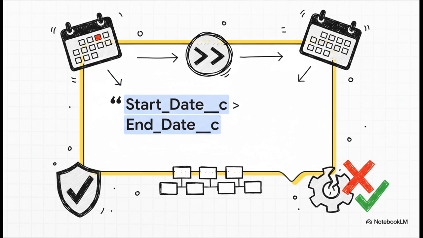And just look at how clean this is. The entire formula is simply, is the start date greater than the end date? If that statement is true, the rule fires, blocks the save. It's a perfect example of how your logic doesn't need to be super complicated to prevent some major data headaches.